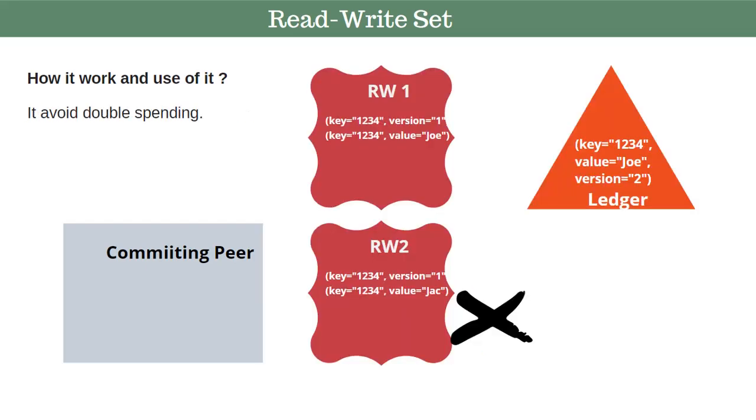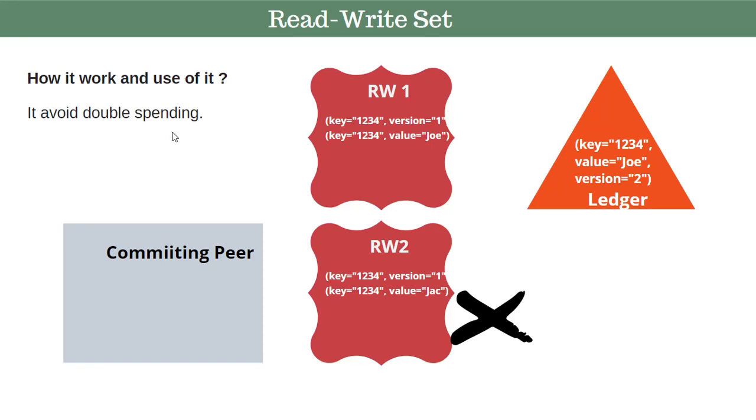Now let's understand how it helps you to avoid double spending. First of all, let's understand what double spending is. If I explain in very simple terms, you have $10 in your account and you're trying to be smart. You are trying to send the same $10 twice to different people. You have only $10, but you are trying to spend $20. You are trying to initiate two transactions at a given time with the same value.